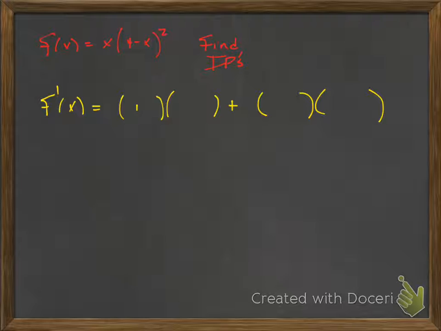Here's an example. Here's the problem. It's a product rule. X times 4 minus x quantity squared. You can FOIL that all out, multiply it all out, and do a derivative that way. But I wanted to show you a product rule because I don't want you to shy away from product rule. They never go away, so keep those in mind.